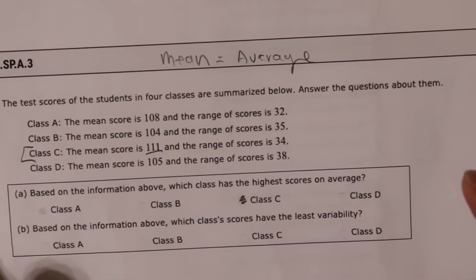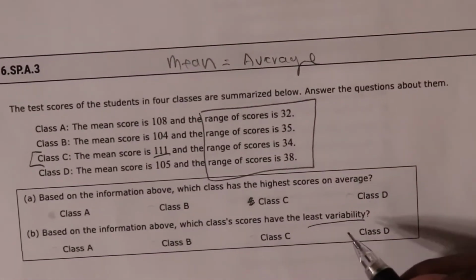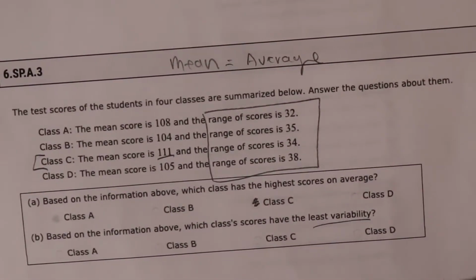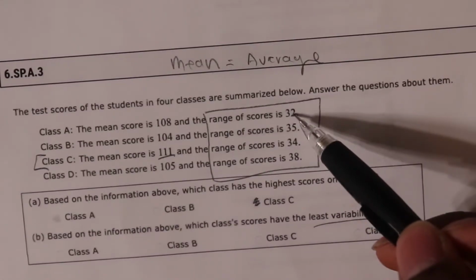Based on the information above, which class's scores have the least variability? In order to figure out the least variability, we're going to look at the range of each. The least variability means we need to have the smallest range. Now the smallest range that I have is going to be 32, which is Class A.